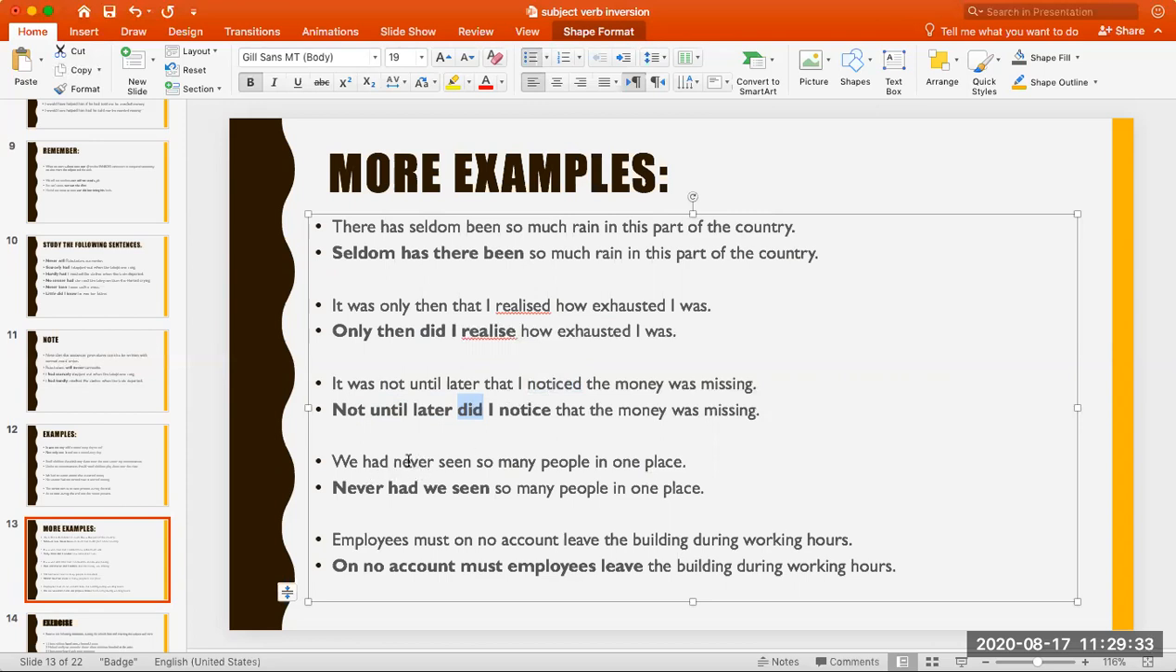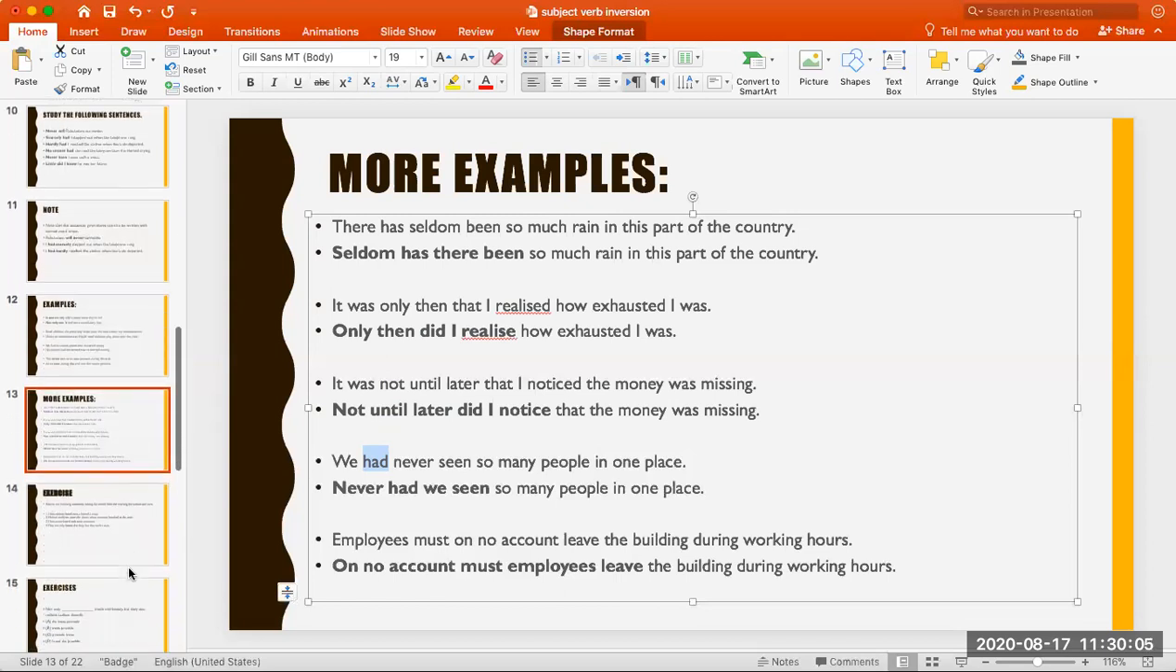We had never seen. Because we already have an auxiliary verb, we don't need to bring do, does, did. Never had we seen so many people in one place. We had never seen so many people in one place. Employees must, on no account, leave the building during working hours. On no account means under no circumstances. On no account, under no circumstances, must employees leave the building during working hours.